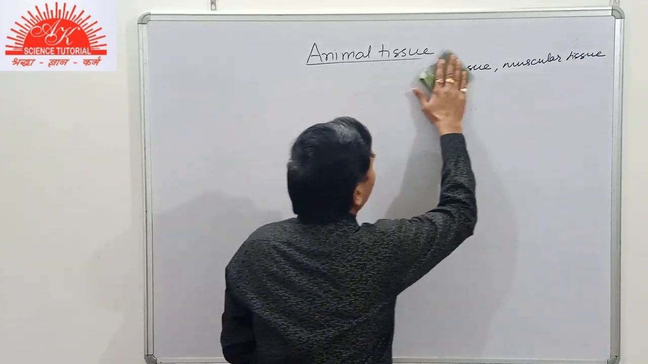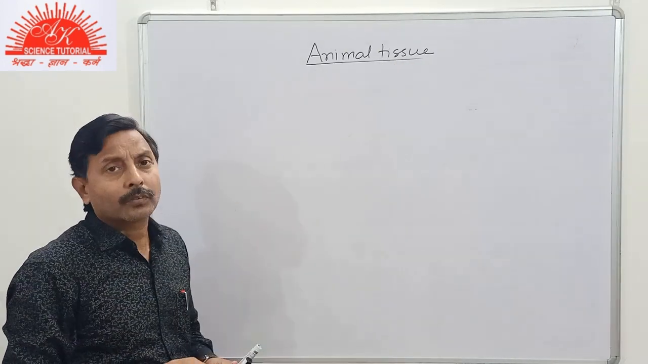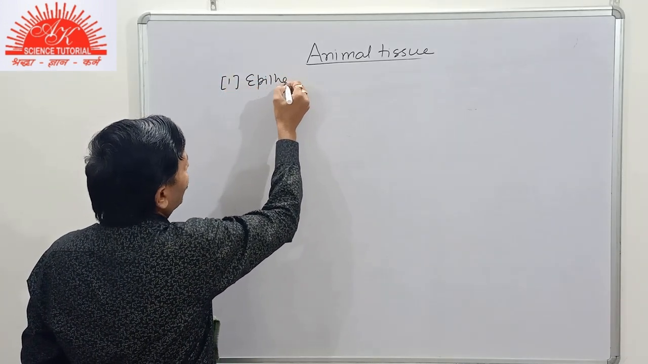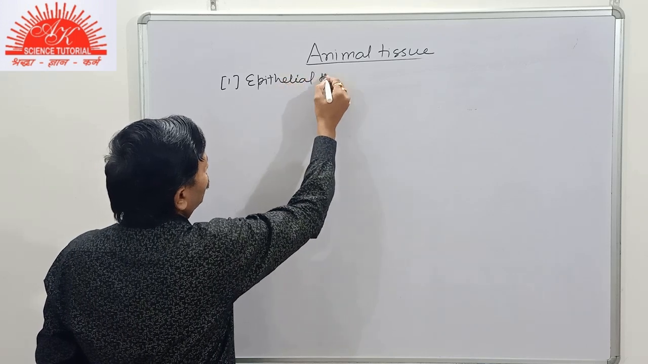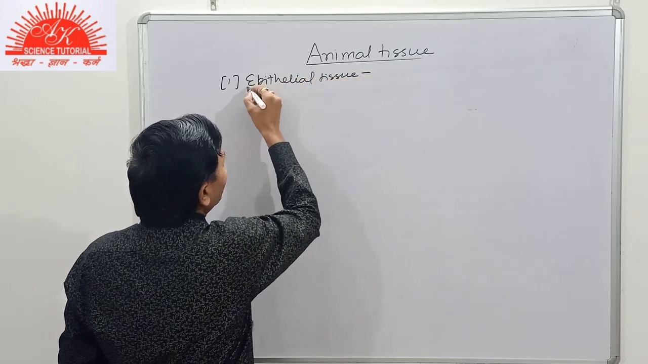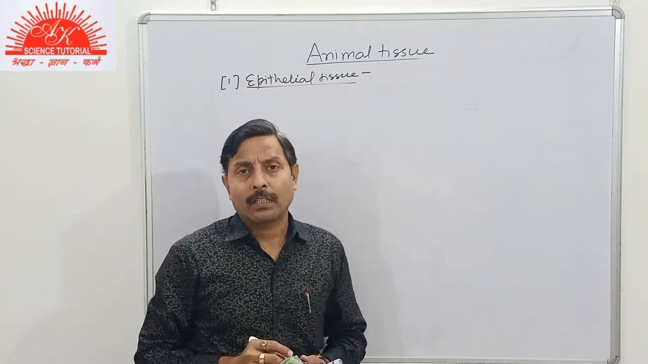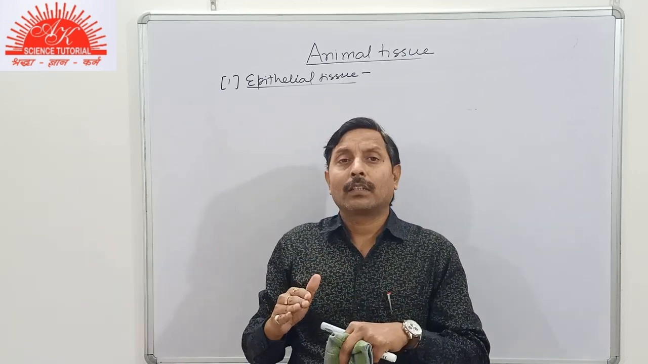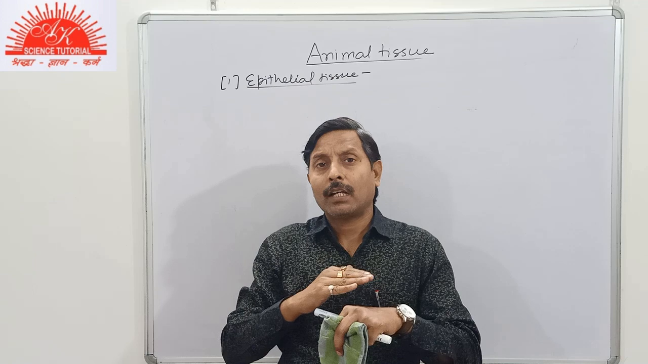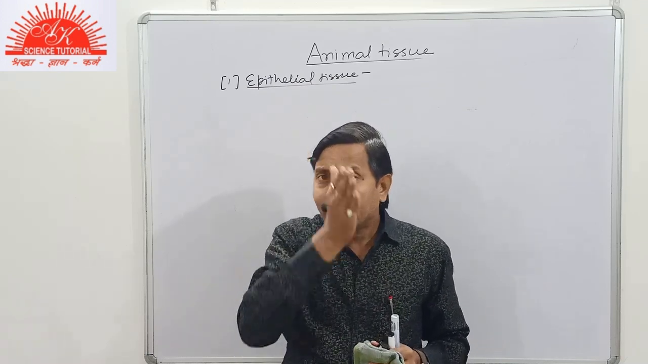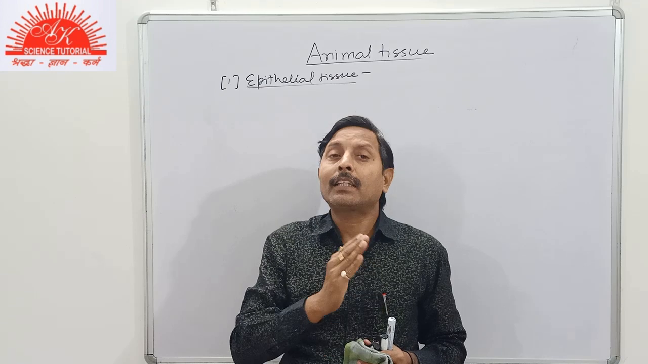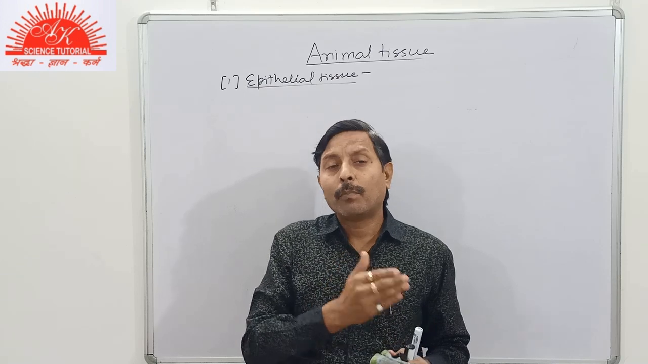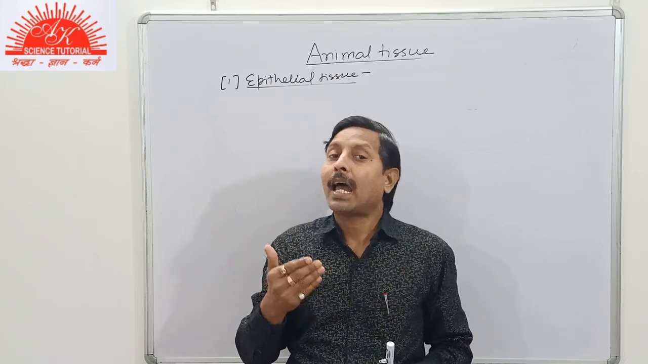Now we have to start with the epithelial tissue. Epithelial tissue, first. Epithelial tissues are mainly meant for protection of the body. They form the outer covering of the surface of the body, as well as the inner lining of the body cavity and the internal organs like stomach, intestine, the blood vessels, the mouth, nose and so on.